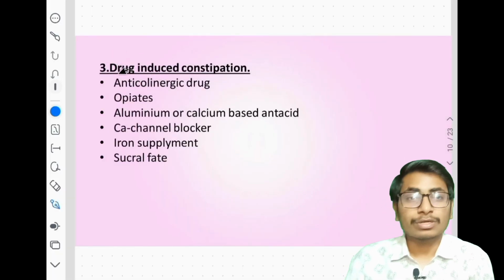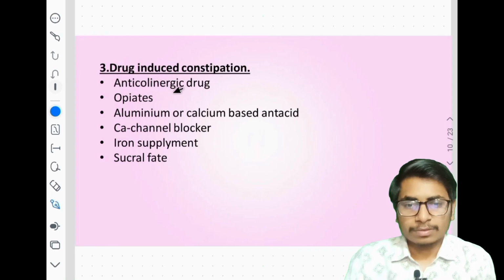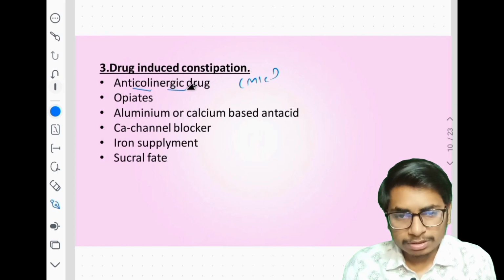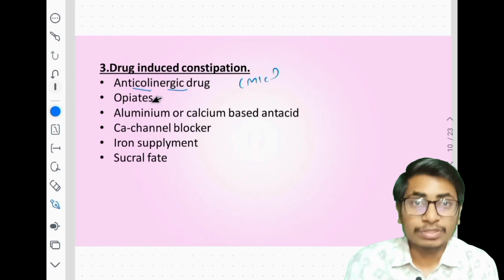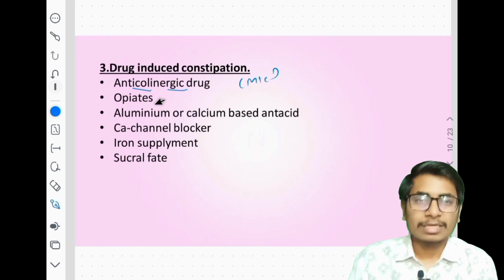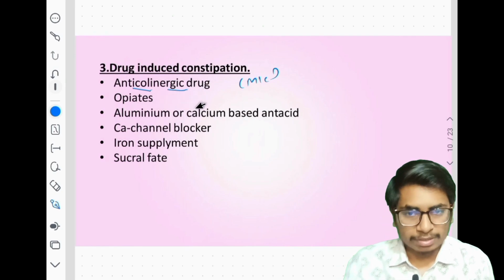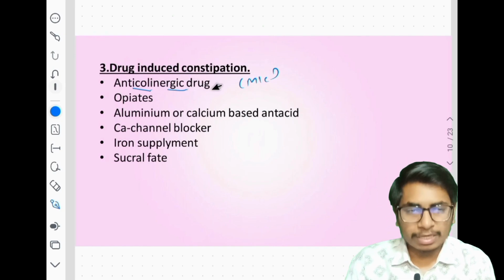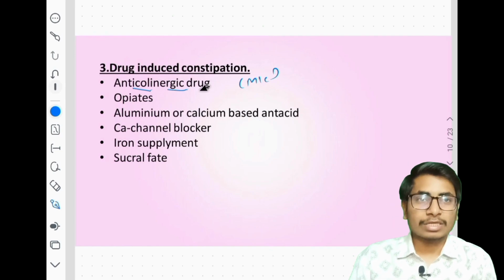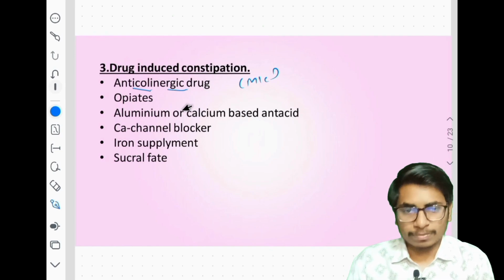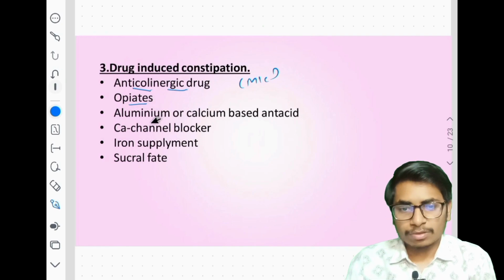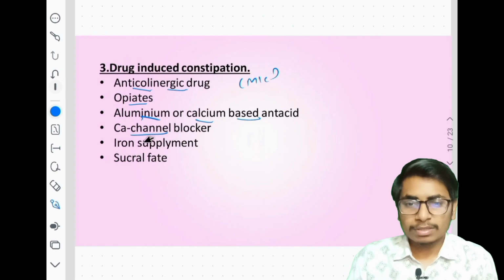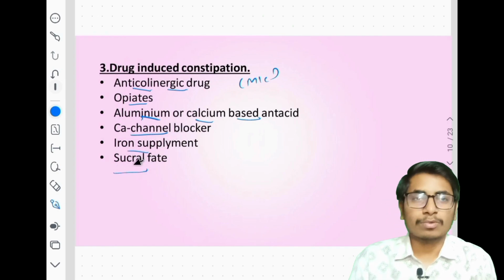Then the third cause is drug-induced constipation. A commonly used drug class is anticholinergic drugs. As you know, the whole GI system is stimulated by acetylcholine, and its receptor is the cholinergic receptor. When we use an anticholinergic drug, it blocks that receptor, and the acetylcholine does not work, so intestinal motility decreases and that produces constipation. Other drugs are opiates, then aluminum and calcium based antacids, then calcium channel blockers, then iron supplements, and sucralfate also produces constipation.